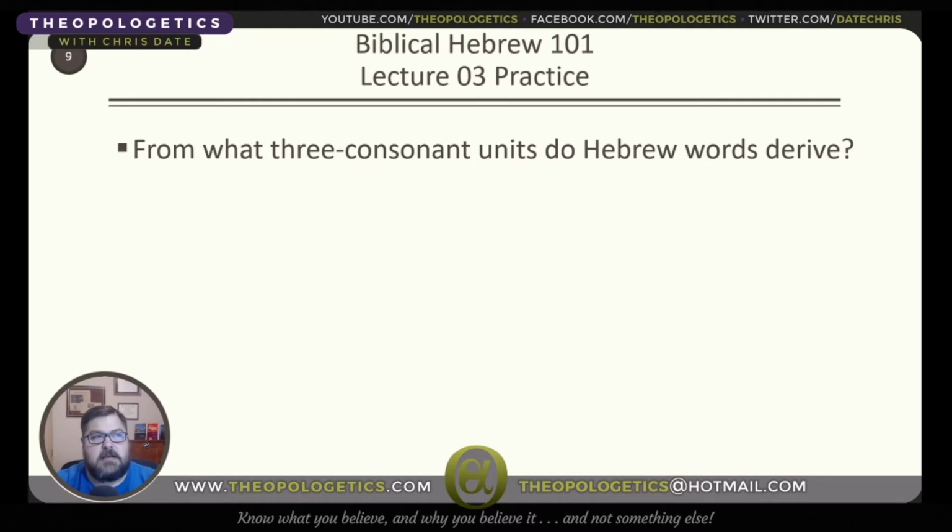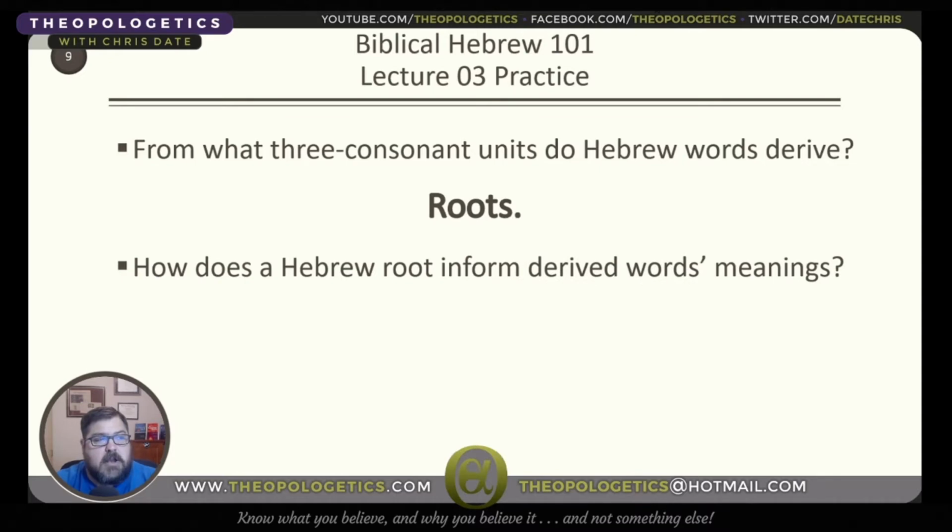From what 3 consonant units do Hebrew words derive? To put it another way, what unit made up of 3 consonants do all Hebrew words derive from, at least theoretically? And the answer is roots. This is not characteristic only of Hebrew. This is the case with many Semitic, or maybe even all Semitic languages, that the words derive from roots. Now, how does a Hebrew root inform the meaning of words derived from that root?